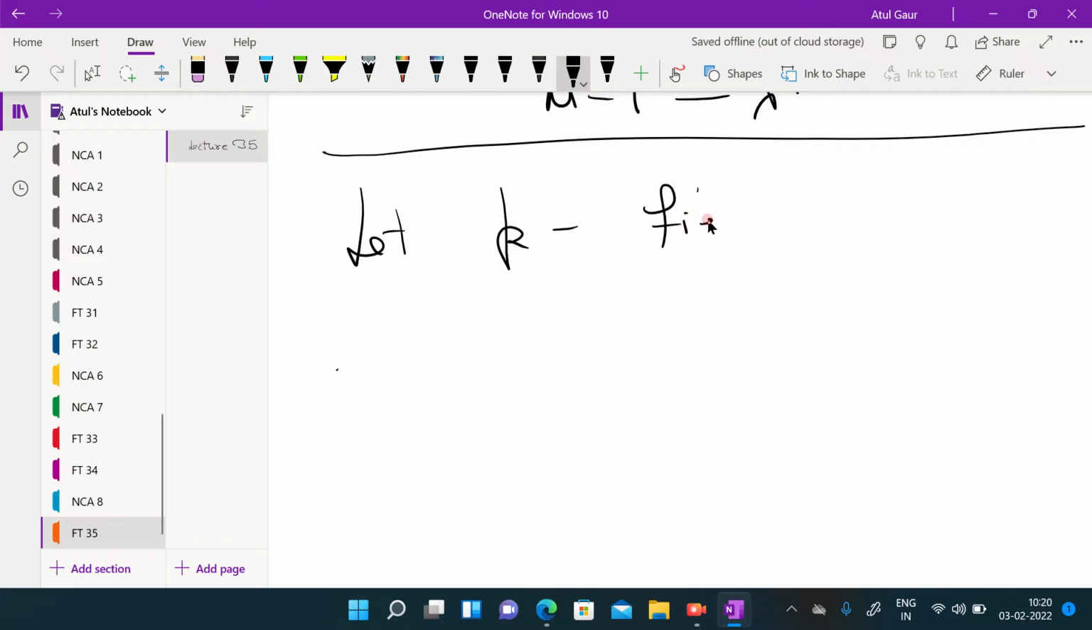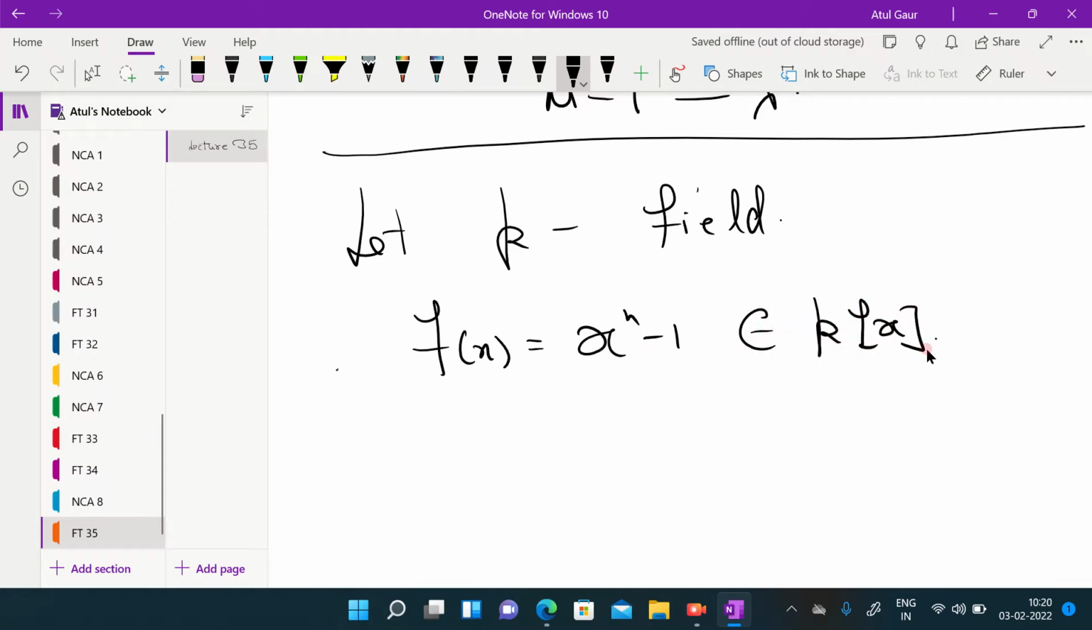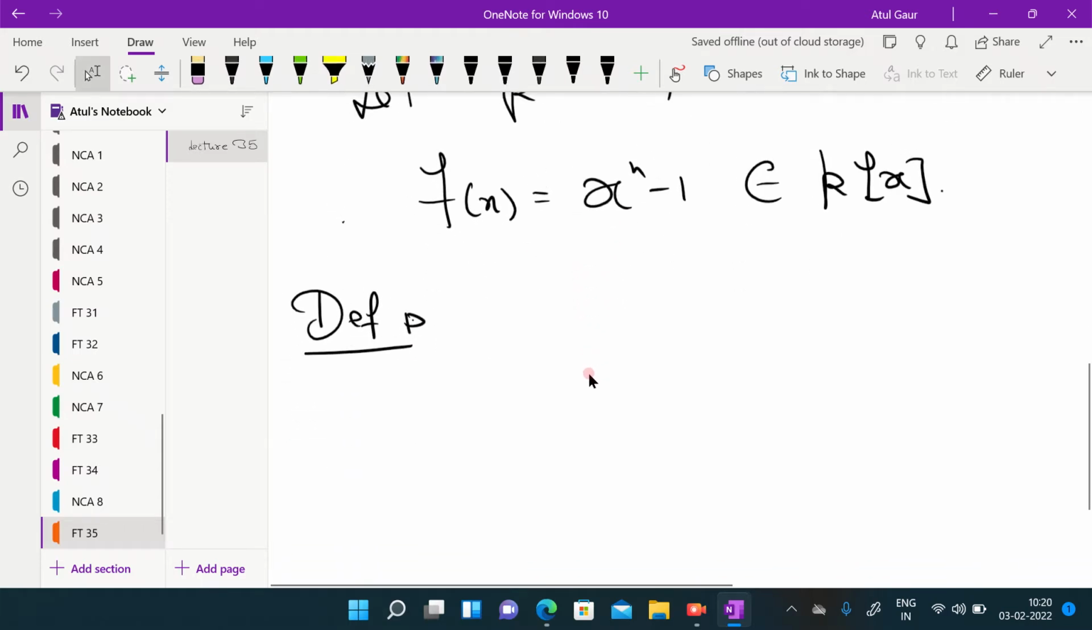Let's say you have any field, and then you consider f(x) to be x to the n minus 1, and this is in K[x]. Okay. So fine. So let me define one thing, then we'll come to this equation.